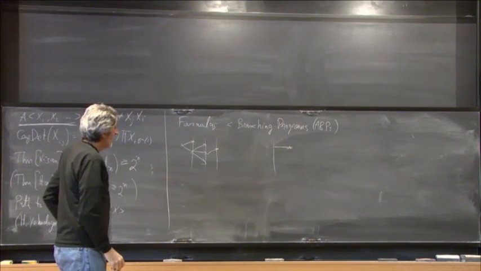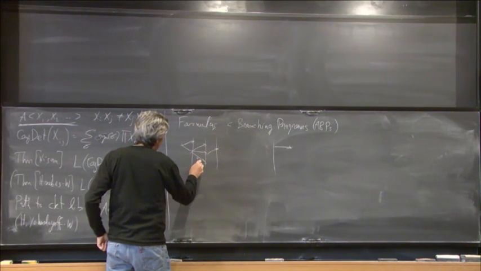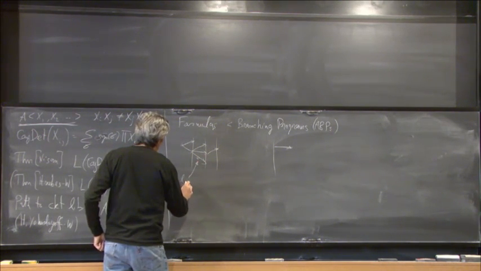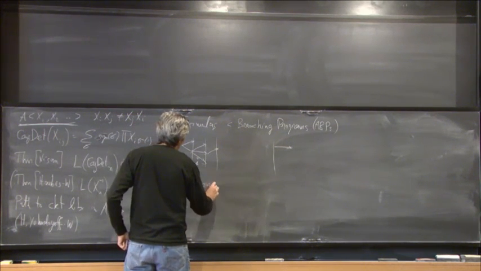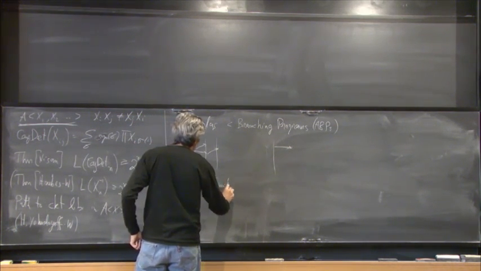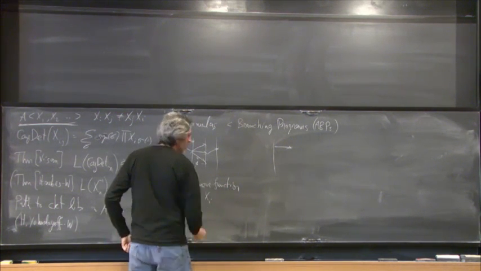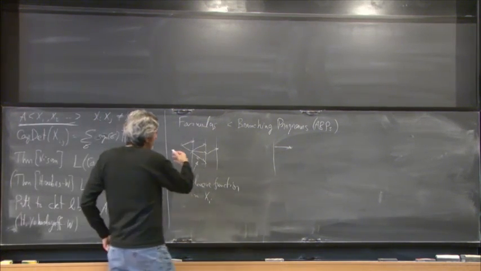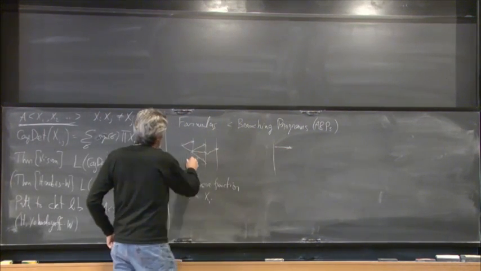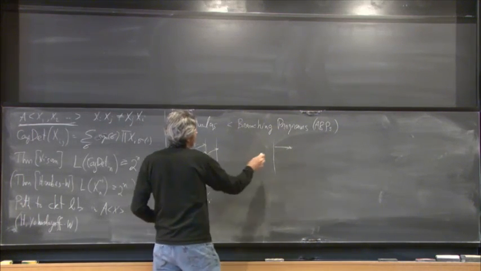And what you have on every edge E is a linear function L sub E, a linear function in the X's. So some linear combination of the X's. So if you fill this graph with such linear functions, you can define what is the function that is computed here.